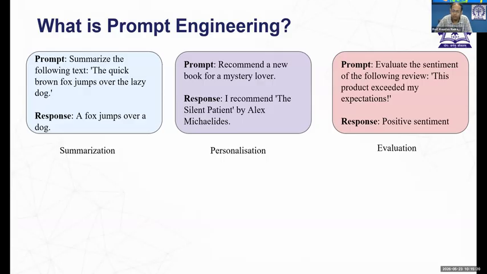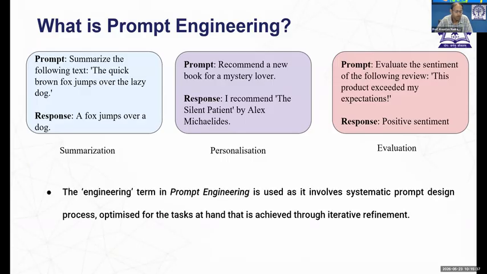Now, what is basically prompt engineering? Prompt is so far clear. It's natural language text that you specify to the LLM to accomplish your task. Now, it can span various kinds of formats like code generation, summarization, personalized questions, comments, many things. Okay. Now, what is basically engineering? The term engineering in prompt engineering is used as it involves a systematic prompt design process optimized for the task at hand, that is achieved through iterative refinement.